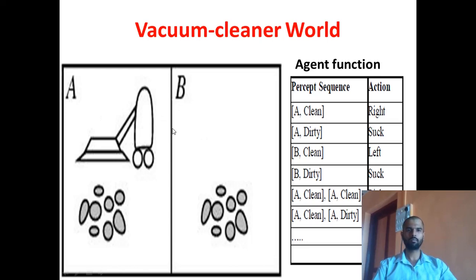So this is the tabular explanation of the agent function. This is the percept sequence, and these are the actions taken by the agent, that is, in this example the vacuum cleaner acts as an agent.